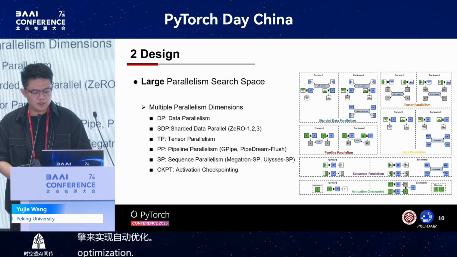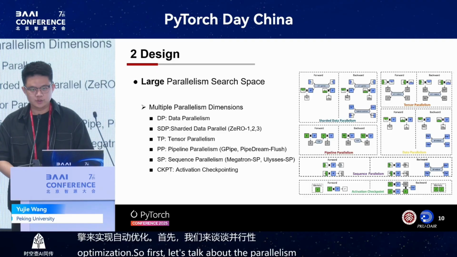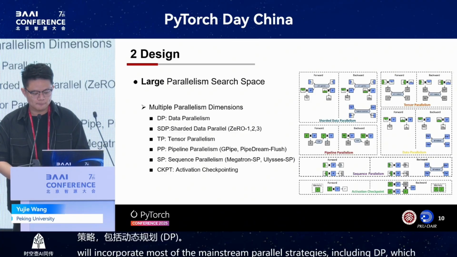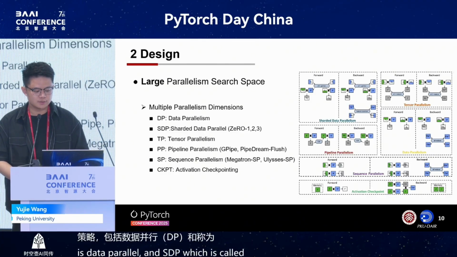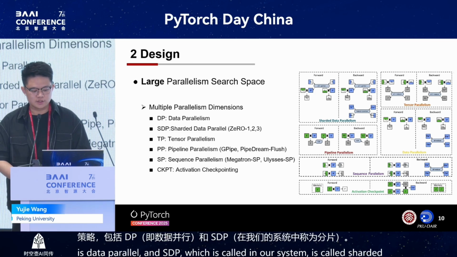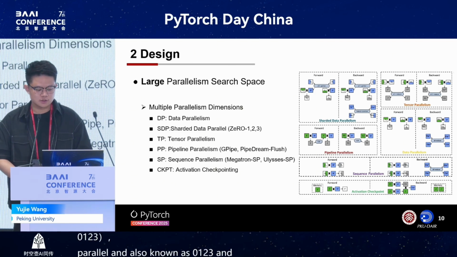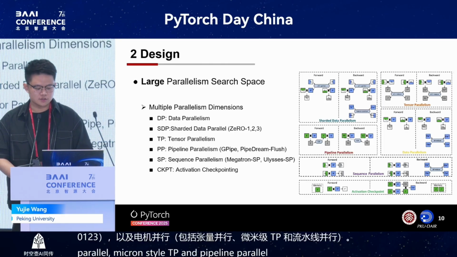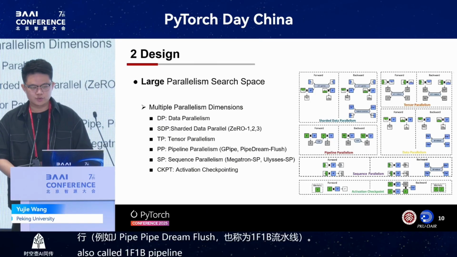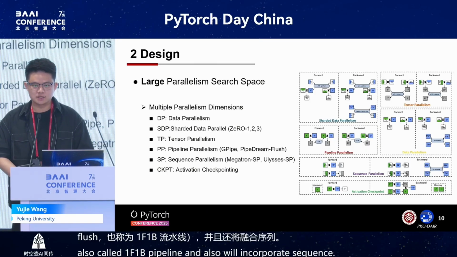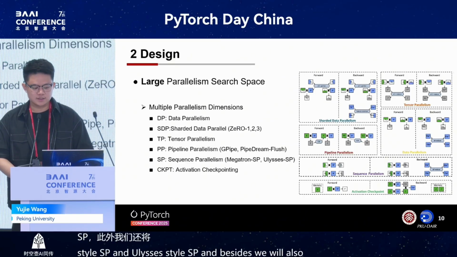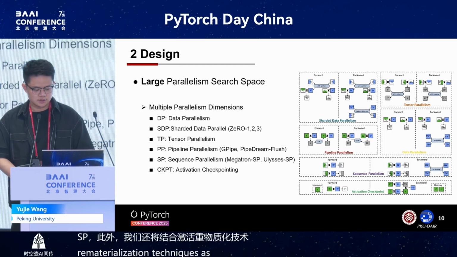First, let's talk about the parallelism search space. Our system incorporates most of the mainstream parallel strategies, including DP, which is data parallel, and SDP, which is called sharded data parallel in our system, also known as ZeRO 1, 2, 3. And also model parallel, including tensor parallel, like Megatron style TP, and pipeline parallel, like GPipe, PipeDream Flush, also called 1F1B pipeline. We also incorporate sequence parallel, like Megatron style SP and Ulysses style SP. And besides, we also incorporate activation rematerialization techniques as a different parallel dimension.